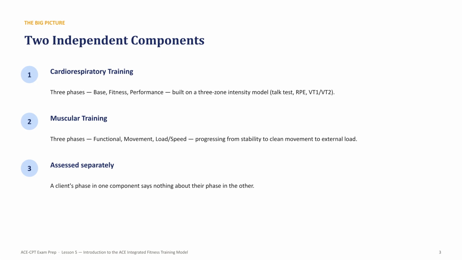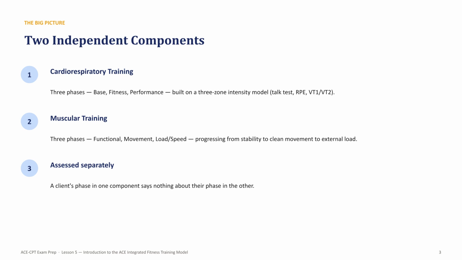Let's start with the big picture. The 2 independent components. The ACE IFT model isn't one linear path. It's actually 2 separate tracks that a trainer runs at the same time. The first is cardiorespiratory training, which has 3 phases: base, fitness, and performance, built on a 3-zone intensity model, using tools like the talk test, RPE, and the ventilatory thresholds VT1 and VT2.